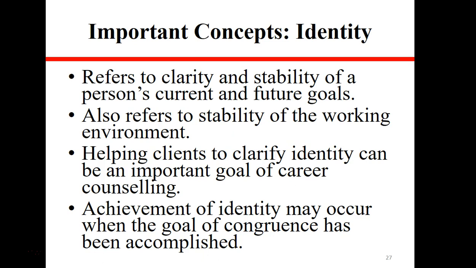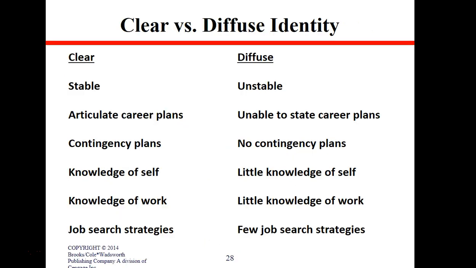So achievement of identity may occur when the goal of congruence has been accomplished. So when you have an occupation that brings together your preferences, the things that you feel passionate about, for example, and provides you with an environment that fulfills those needs, then we can often feel like our identity is confirmed by our work. We can feel invested in our work and feel like it's meeting our needs on a lot of different levels. So we can have a clear versus a diffuse identity.